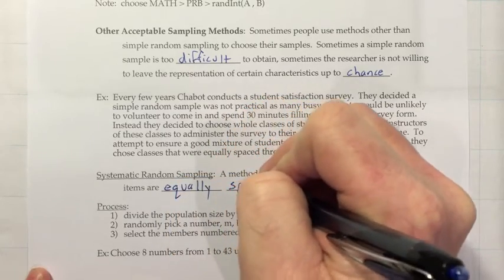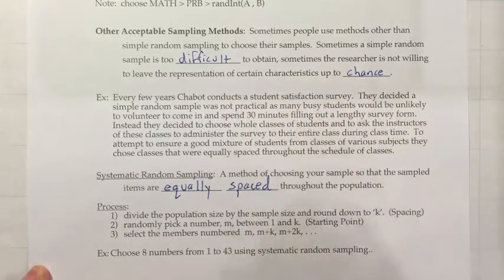And there are different ways of creating this systematic, equally spaced process. I'm going to go through one here. Others will come up as you do homework. And the key thing to knowing that something has been done in a systematic way is noticing that there's an equal spacing throughout the population.